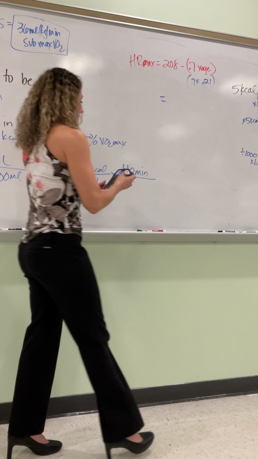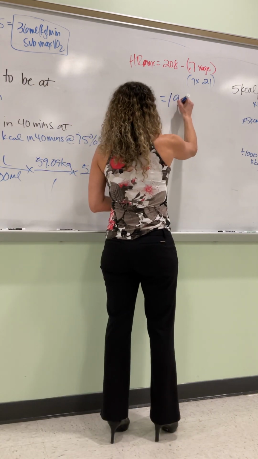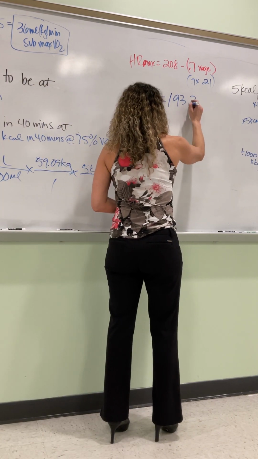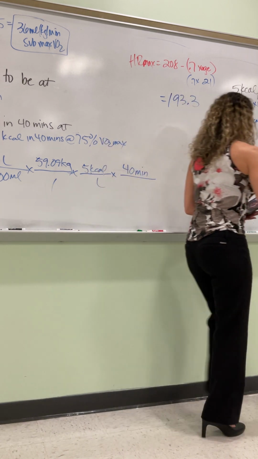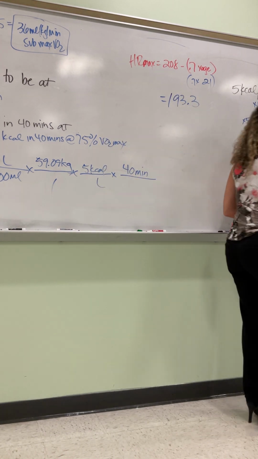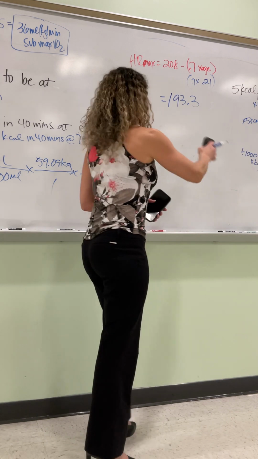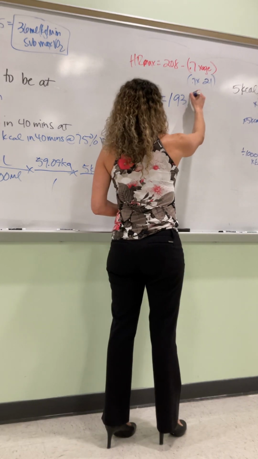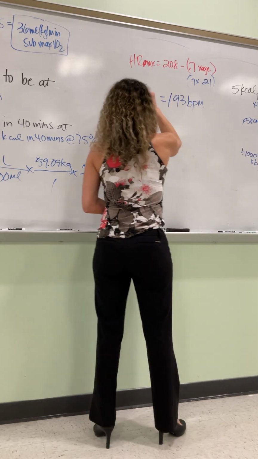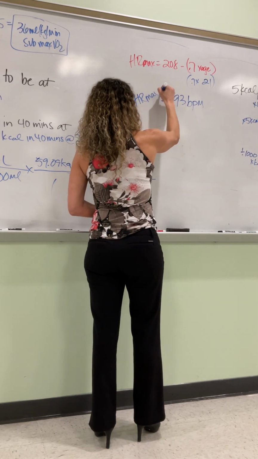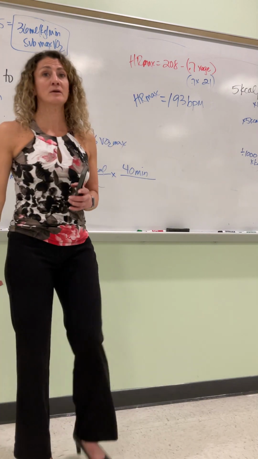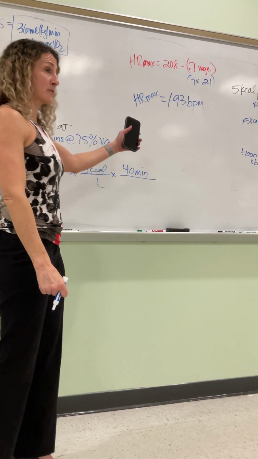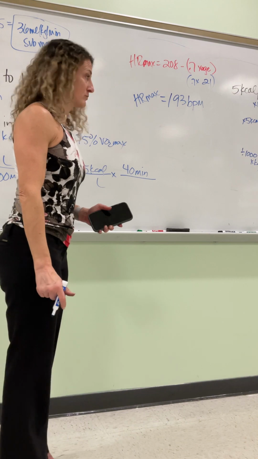What did we get for this? 193.3. Did everybody get that? I'm not concerned with counting a third of a heartbeat, so 193. What's the unit on this? This is heart rate max, my estimate of the highest her heart rate can go. I'm going to want to put her at a percentage of that, but I need to figure out what percentage.